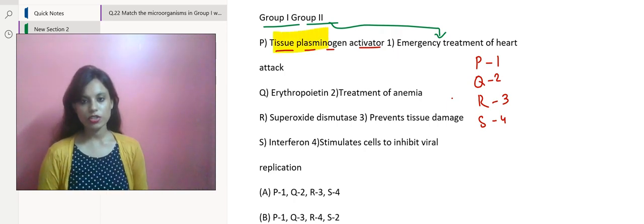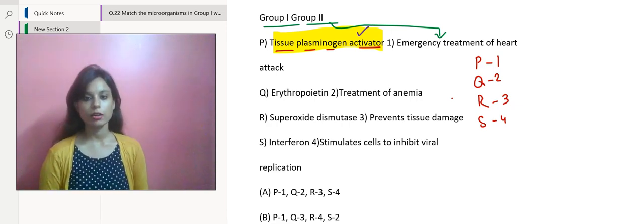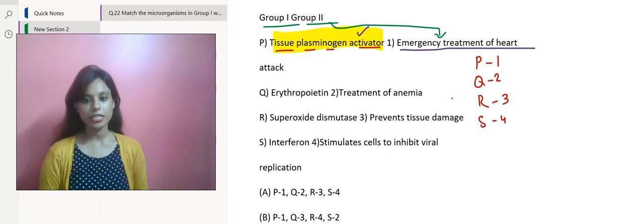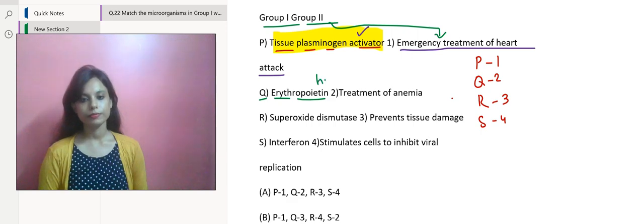Tissue plasminogen activator is a protein that dissolves blood clots, and it is used for emergency treatment of heart attack. So it is definitely correct because it has been correctly placed with emergency treatment of heart attack. Let's talk about the second option, that's Q, erythropoietin. Erythropoietin is a hormone that stimulates the production of red blood cells or RBCs, and it is used for the treatment of anemia. So it is already correctly placed.